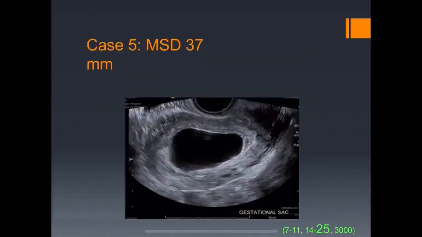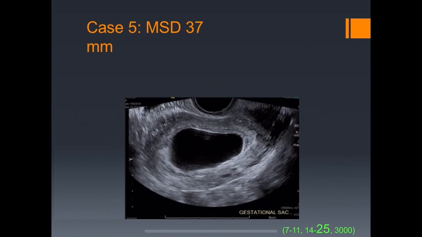Case number 5, we have a mean sac diameter of 37. So this takes us to the fourth number. Here, non-viability is an intrauterine gestational sac with mean sac diameter of 25 or greater without a fetal pole.